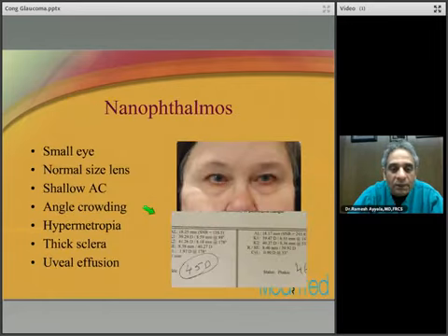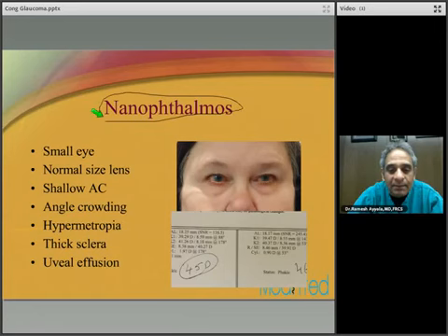Okay, let's move on to nanophthalmos. By definition, nanophthalmos is a small eyeball measuring less than 19 millimeters in axial length, with a normal sized lens, because of which you will end up with a very shallow anterior chamber and angle crowding. These patients typically have hypermetropia, thick sclera, and may present with uveal effusions post surgery. So you've got to be very careful in this particular patient.